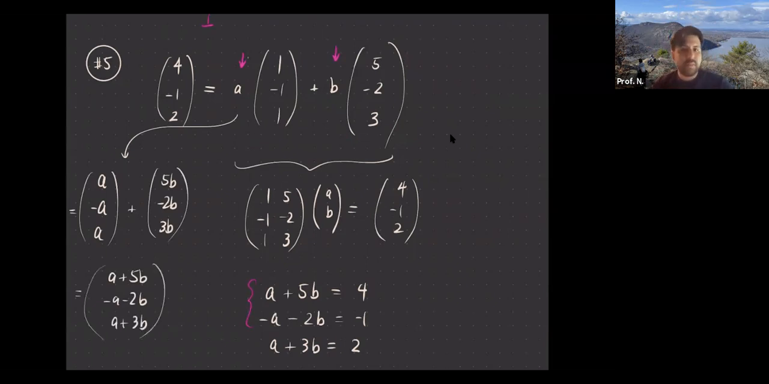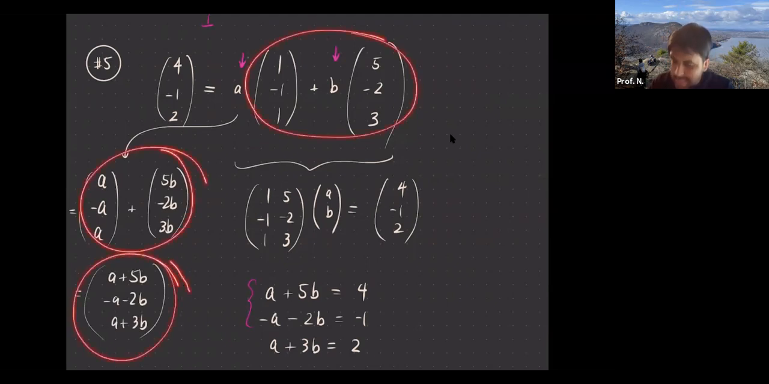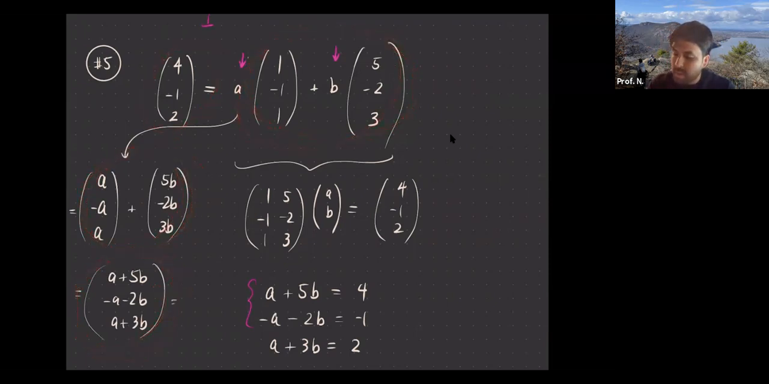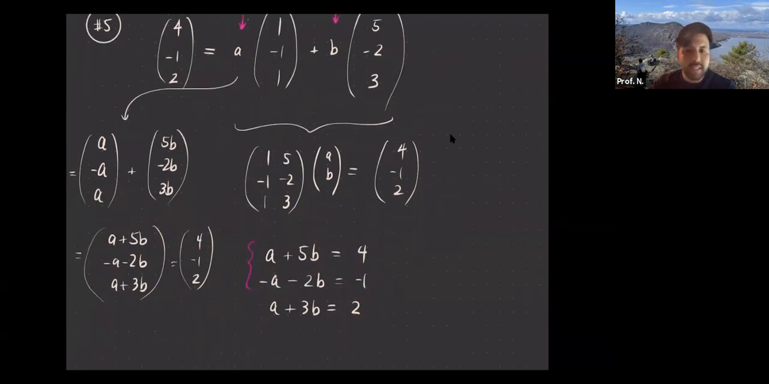That's the result. So I went from here to here to here, and I'm saying that this is equal to this is equal to this, which is equal to this. So that means this must equal 4, negative 1, 2. If a 3x1 column vector equals another column vector, the only thing I can say is that each entry has to equal the corresponding entry. So I can rewrite this as A plus 5B must equal 4, negative A minus 2B must equal negative 1, and A plus 3B equals 2. I have a system of 3 equations with 2 unknowns.